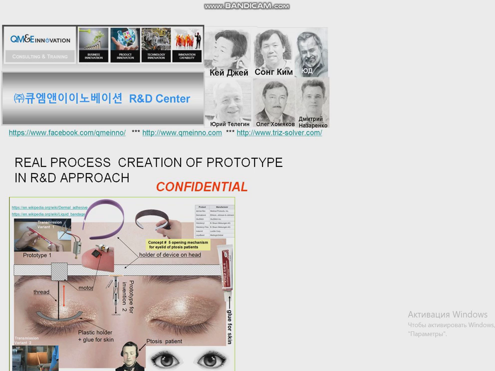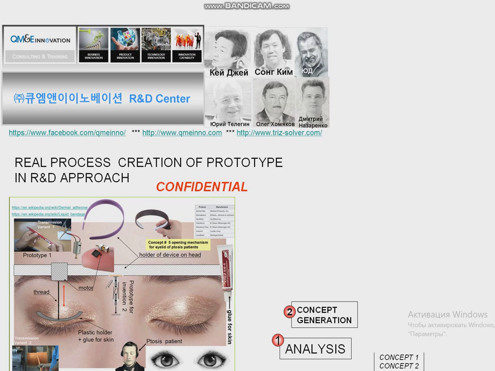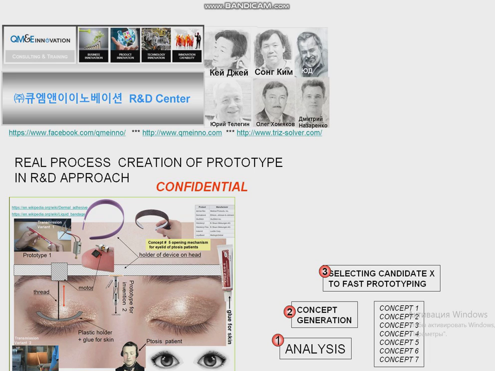Next, let me explain the real process of creating a prototype in the R&D approach. The R&D approach is not consulting. It is an absolutely different job with absolutely different regulations. Let me explain the process. First of all, we will do analysis. After analysis, we will do the concept generation step. Commonly in concept generation, we will create not one concept, not two concepts. We will create 7, sometimes 10 concepts. After this, we will compare every concept, and we will select candidate number X for fast prototyping.